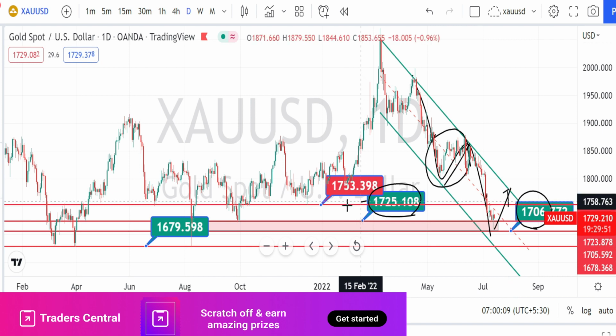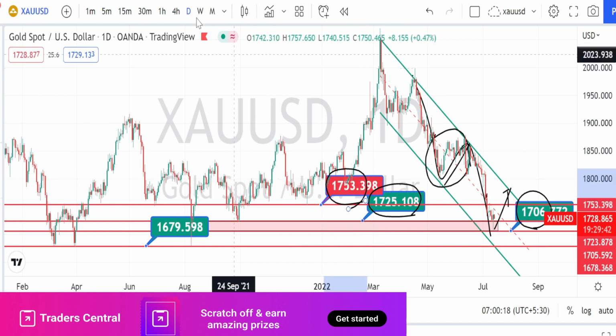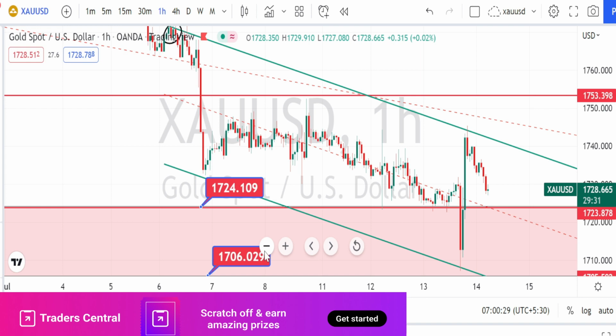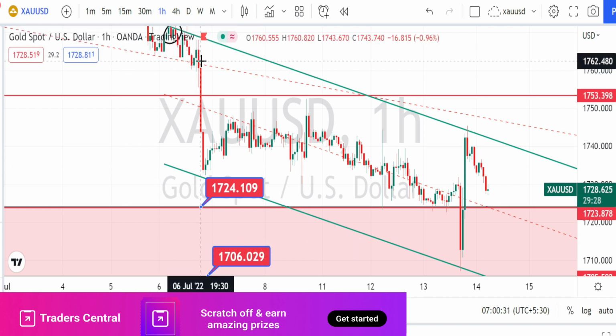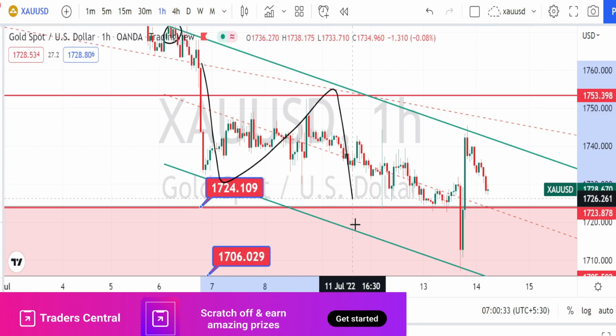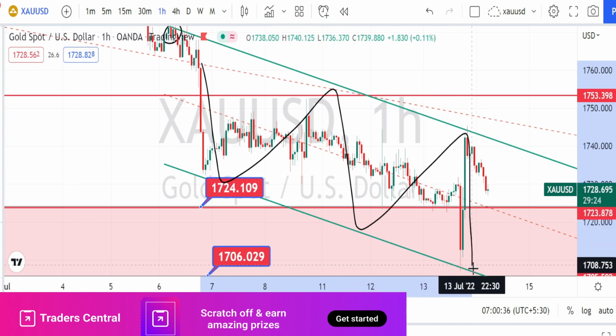We can get the confirmation on the retracement when the price action breaks the resistance level of 1753. Let us do the analysis in hourly time frame. I am in hourly time frame. In hourly time frame also we are noticing the price action to be trading within a bearish channel pattern.